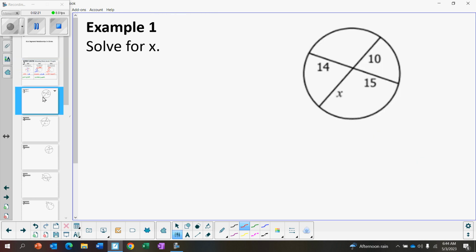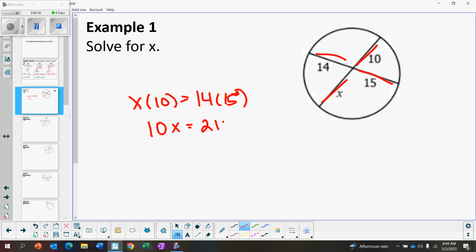So for our first example, I have along one chord x and 10, so x times 10 equals the other chord. I have 14 and 15, so 14 times 15. So it's going to be 10x equals 210. Divide by 10, we get x is 21.